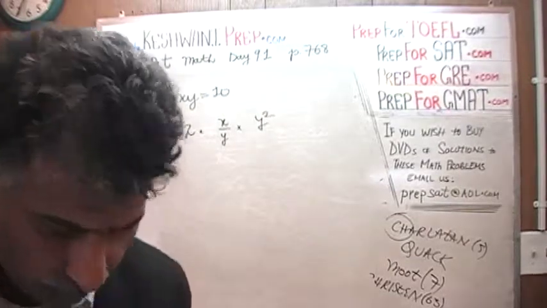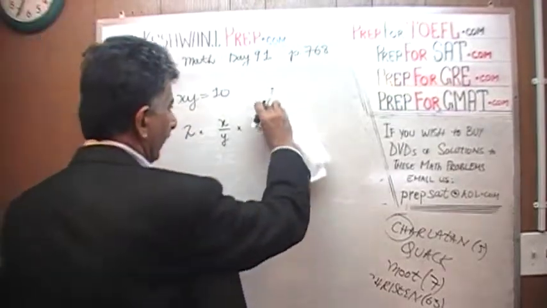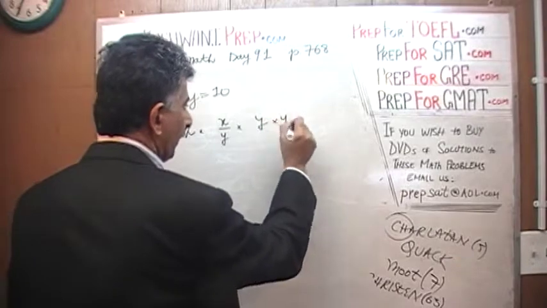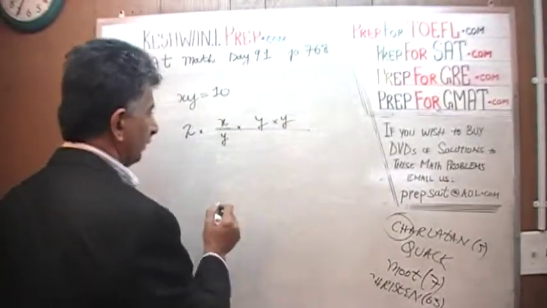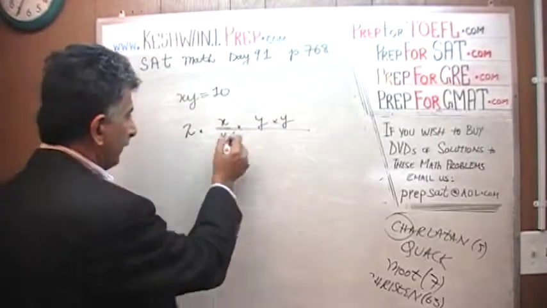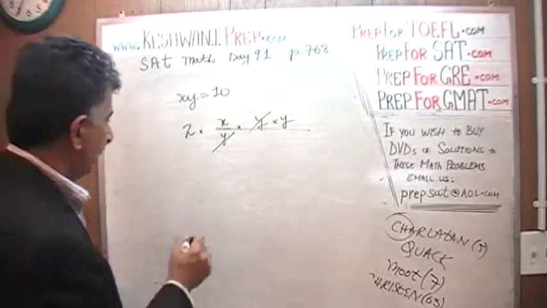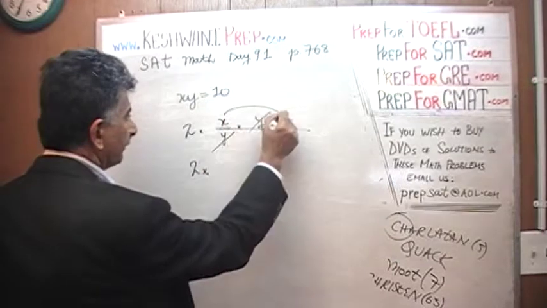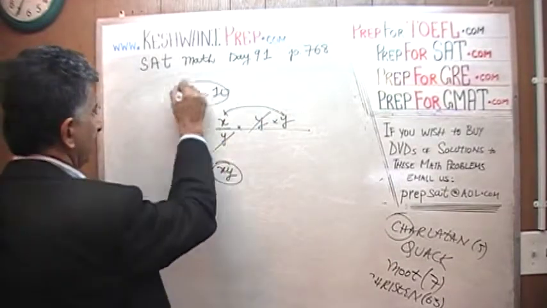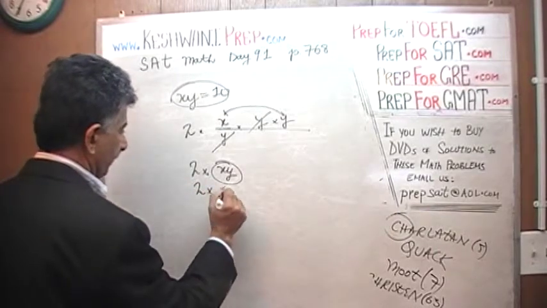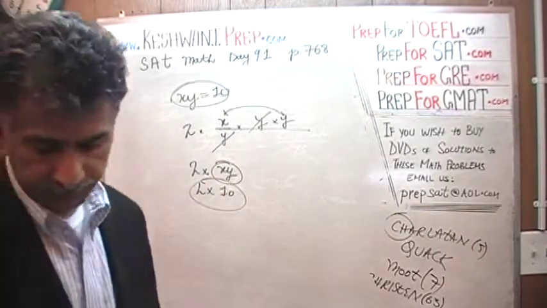Well, y squared obviously can be written as y times y. And therefore, this of course extends all the way through. If you divide top and bottom by y, this y drops out. And what we have here is 2 times x times y. We already know x times y is 10. So it's just 2 times 10, or 20.